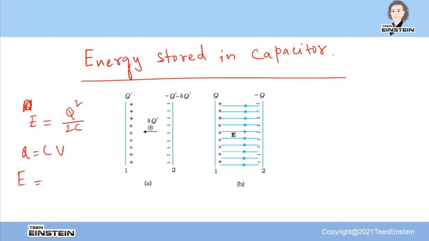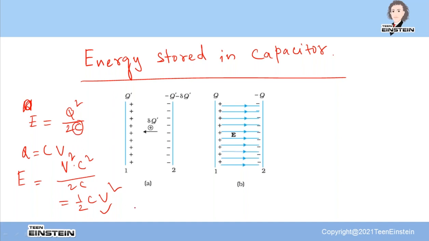Again, in terms of q, q is gone and this is in terms of v. And you can even express it in terms of v into q also, if you replace c by the other two terms, like c is equal to q by v. In that way, you can write this electrostatic potential energy stored in the capacitor in various forms. Okay, look, I'll just show you in your book.